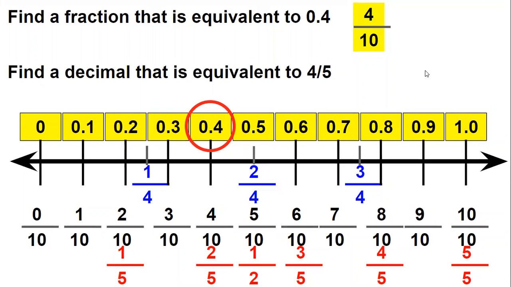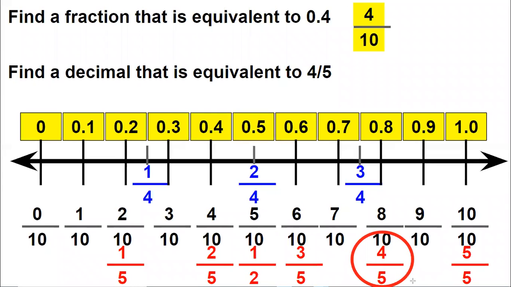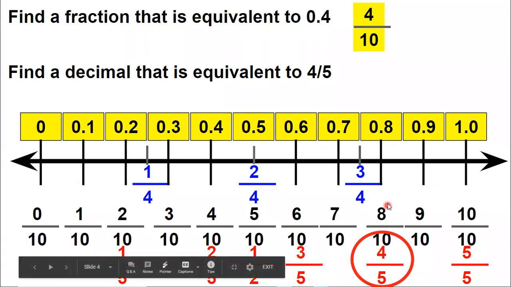Find a decimal that is equivalent to 4/5. So where is 4/5? Let's find it. It's way down here. Circle that. Find a decimal equivalent to 4/5. Well, all you have to do is draw your line straight up and you find it right here. So 0.8 is equivalent to 4/5.